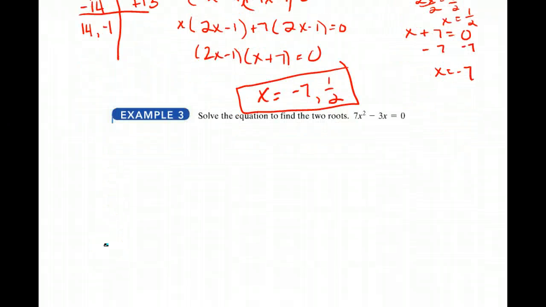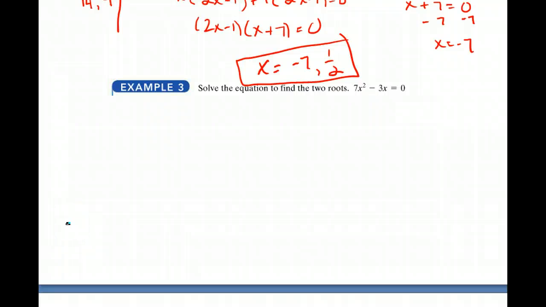Now, example 3. Remember, the equation must always be written in standard form, which is ax squared plus bx plus c equals 0. We have everything we need here except the plus c. You'll notice that not every equation will have the b term or even the c term. So your strategy here is to check for your GCF. Do we have a GCF?